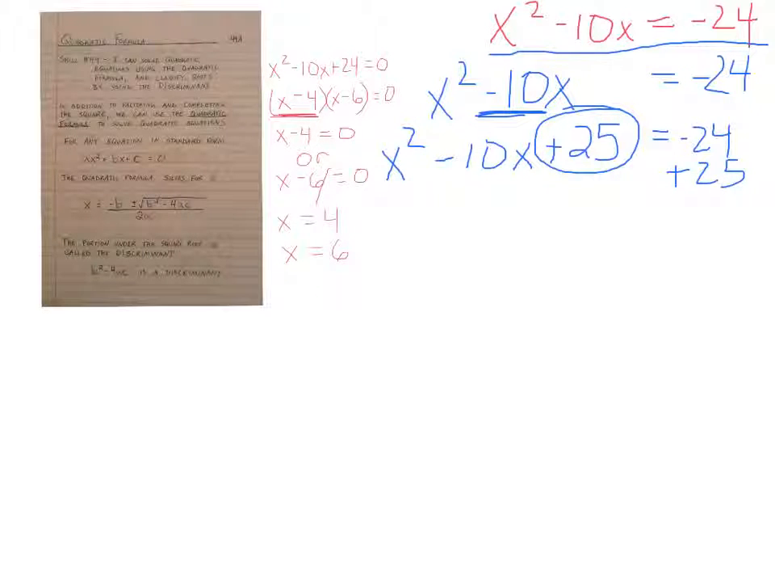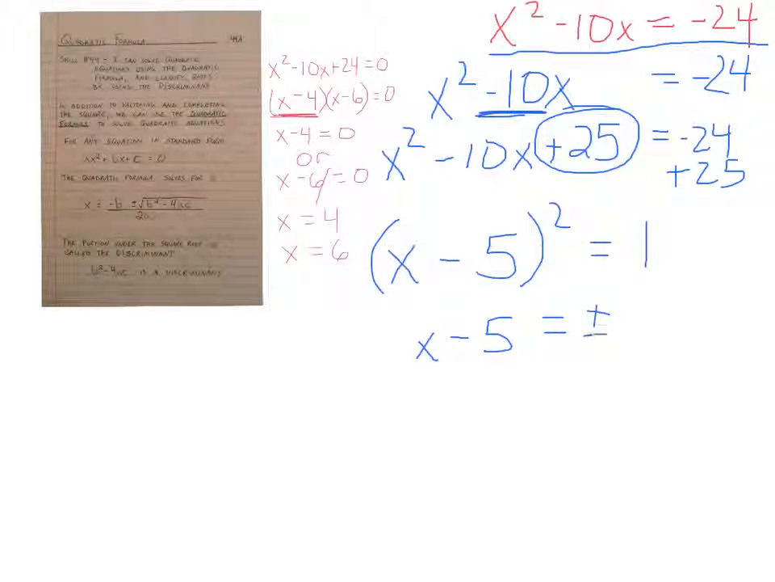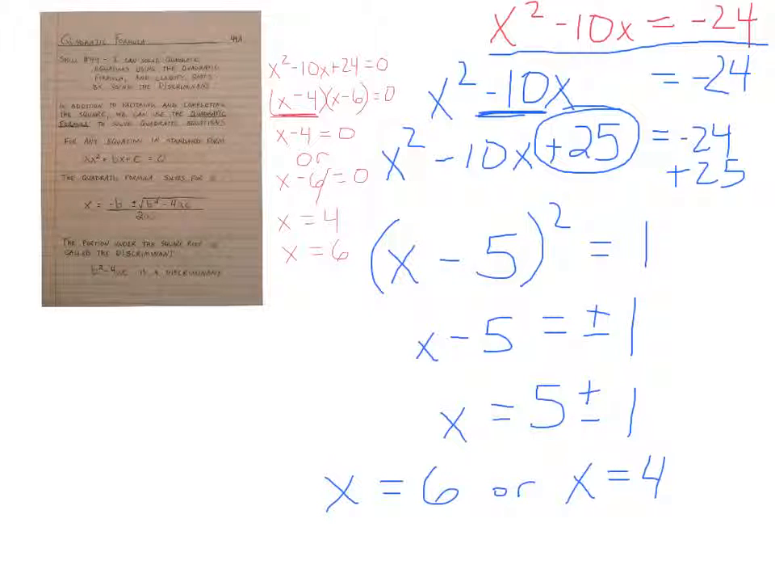From there we can simplify the left-hand side of the equation to x minus 5 squared, and the right-hand side becomes 1. If we square root both sides, we get x minus 5 equals plus or minus 1. Then finally we add 5 to both sides, giving us x equals 5 plus or minus 1, which means either x equals 6 or x equals 4, which is the same thing that we found when we did the factored form.